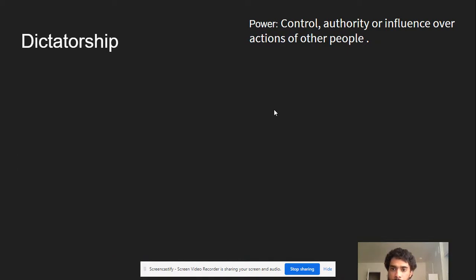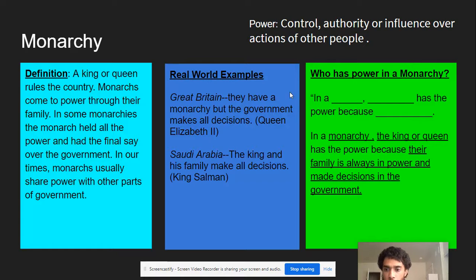The last thing you're going to do here on Edpuzzle is answer this question: who has power in a monarchy? If you need to know what power means, the definition is up here. I said in my response, in a monarchy, the king or queen has the power because their family is always in power and made decisions in the government. Use a sentence starter and answer the question.